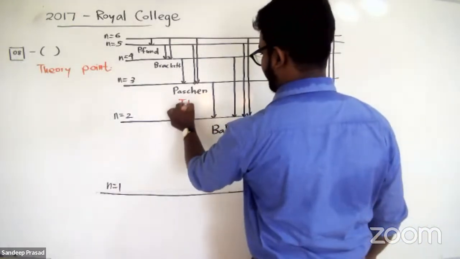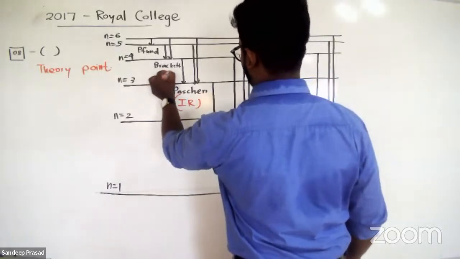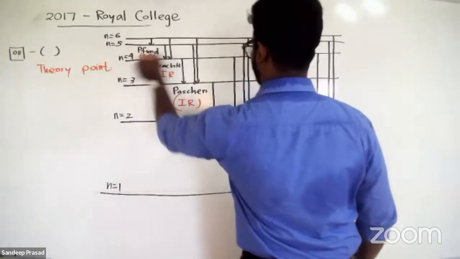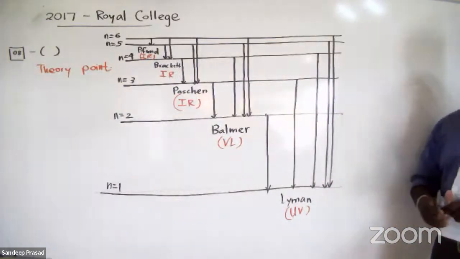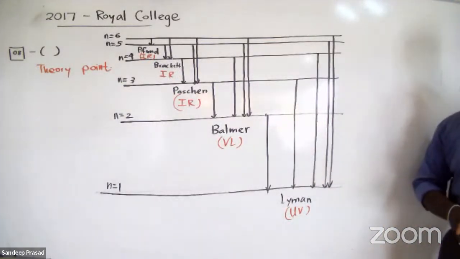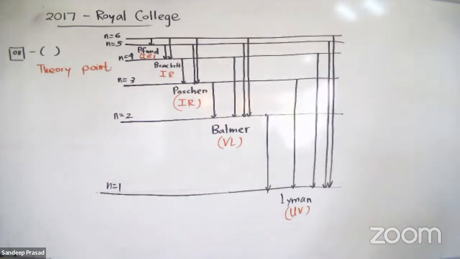Paschen belongs to IR region. Brackett and Pfund also belong to IR region. And remember, students, specifically these four spectral lines, right?